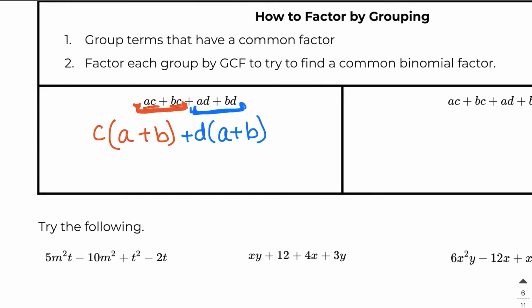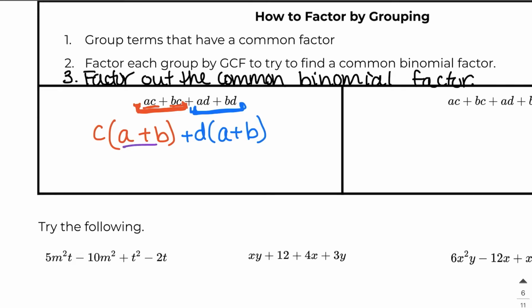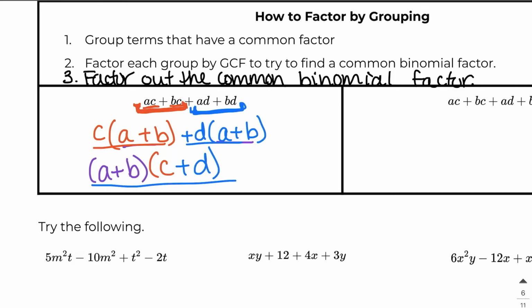And then we should have added a third step right here, which is to factor out the common binomial factor. So if you see here, there's an A plus B in common. That's the common binomial factor. When I factor it out of this first expression, we have a C left over. When I factor it out of the second expression, I have a positive D left over. And this is how you would factor it.